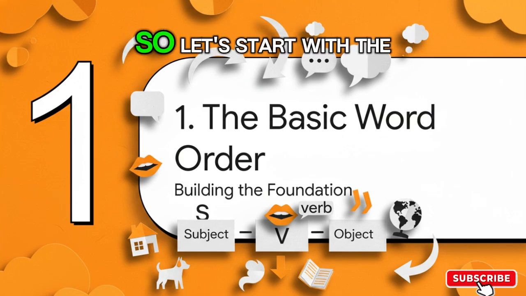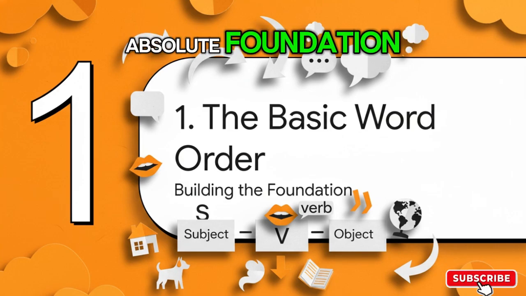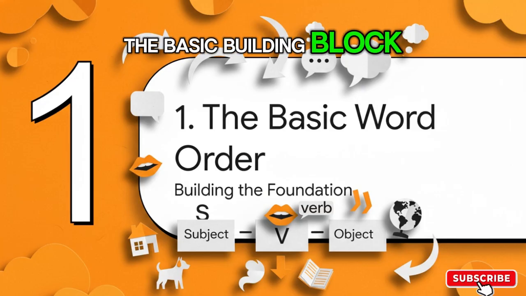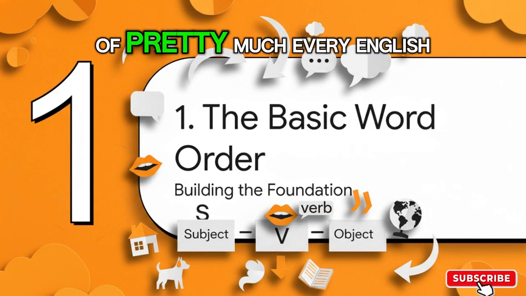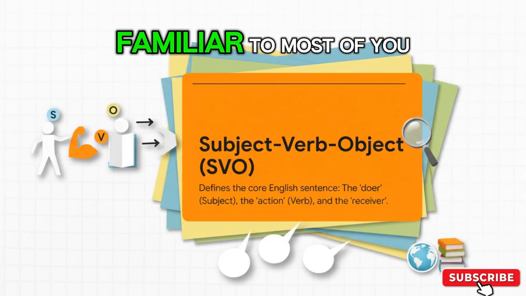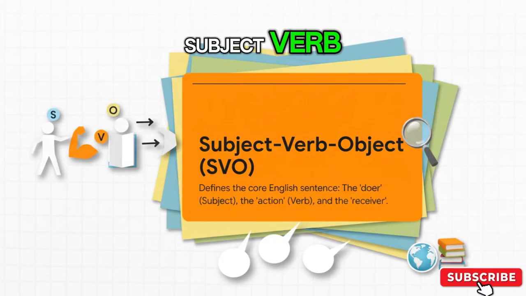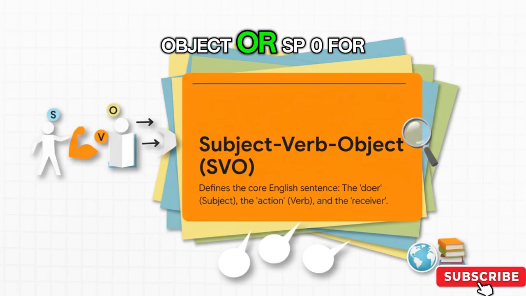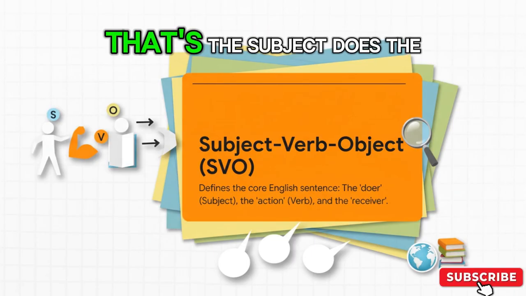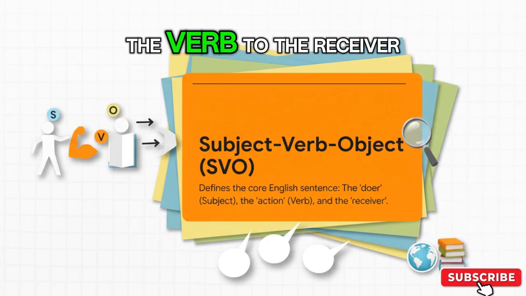Okay, so to really get how to break the rules, well, first you gotta know the rules, right? So let's start with the absolute foundation, the basic building block of pretty much every English sentence you'll ever see. Now, this should look pretty familiar to most of you. Subject, verb, object, or SVO for short. It's simple. The doer, that's the subject, does the action, the verb, to the receiver, the object.